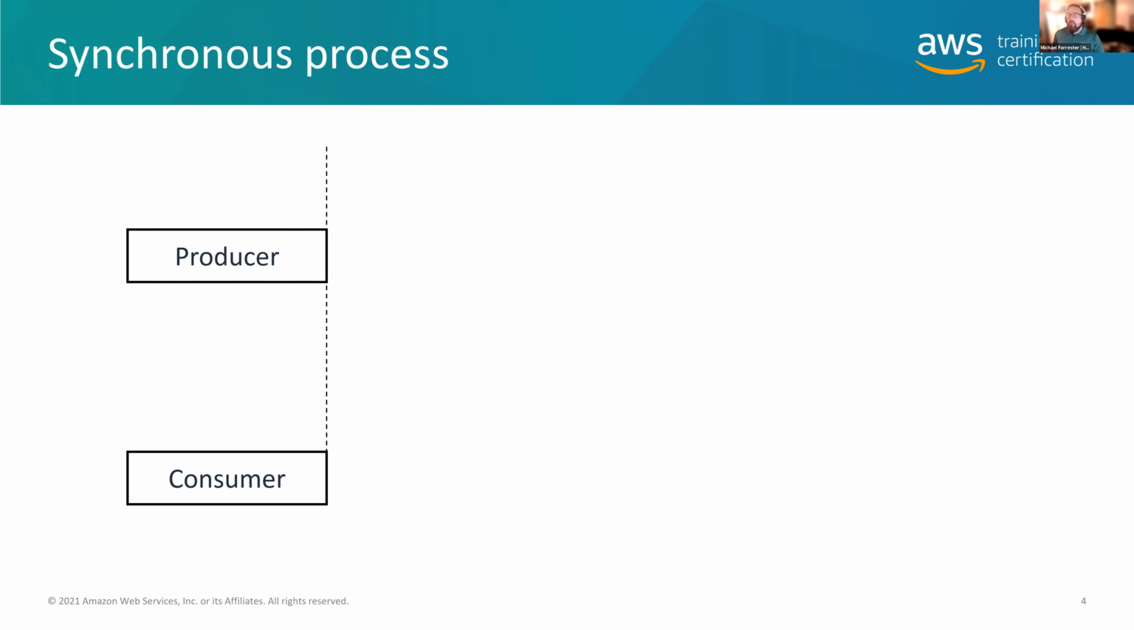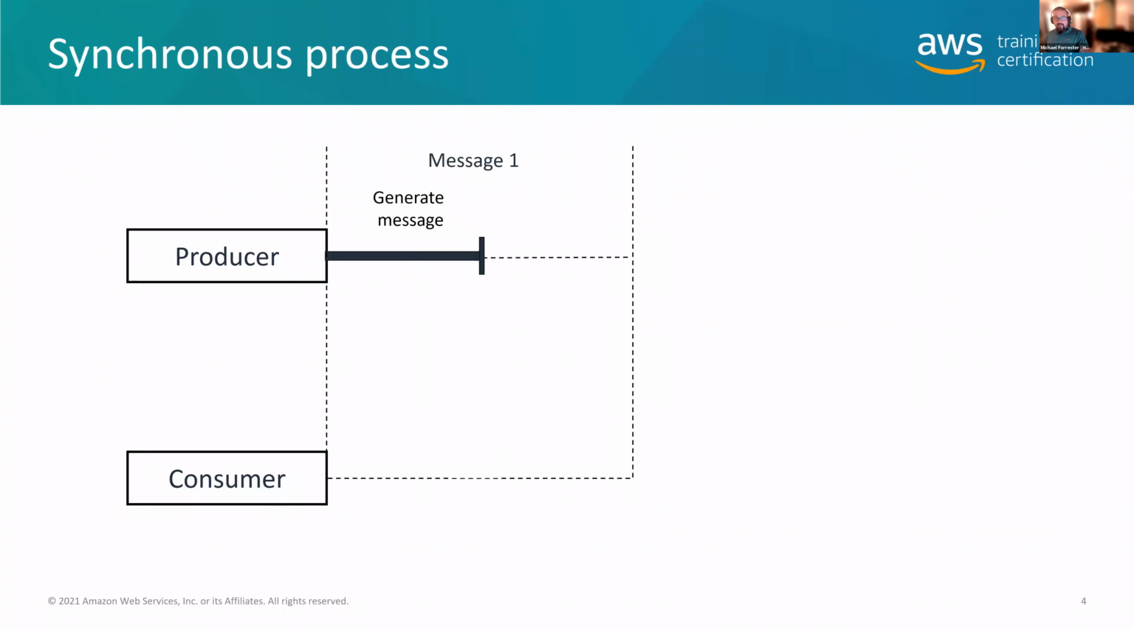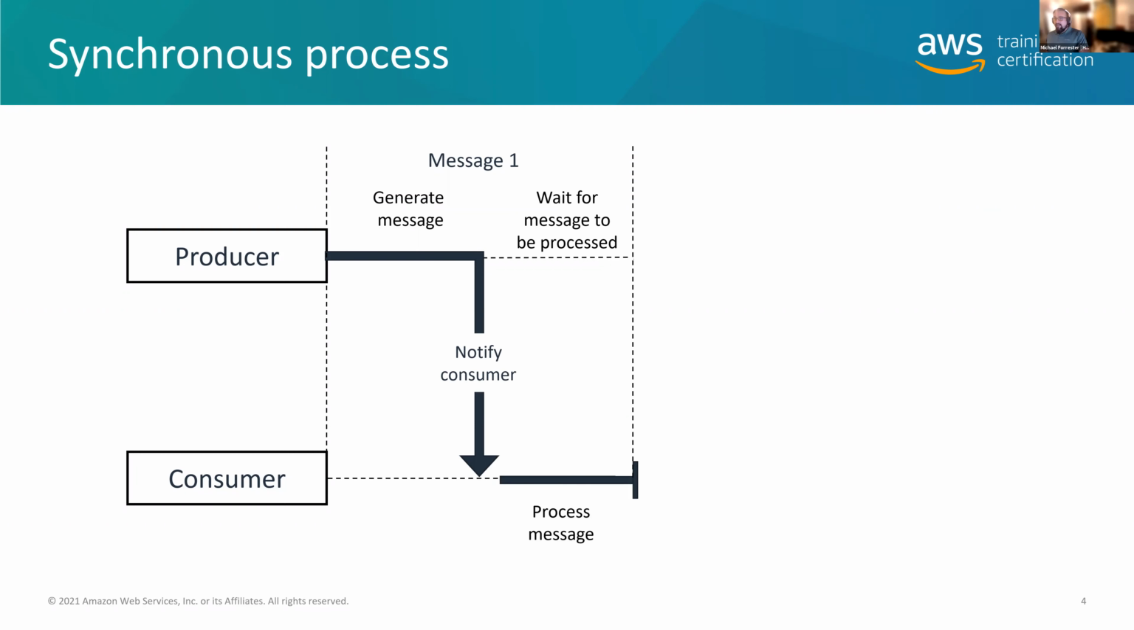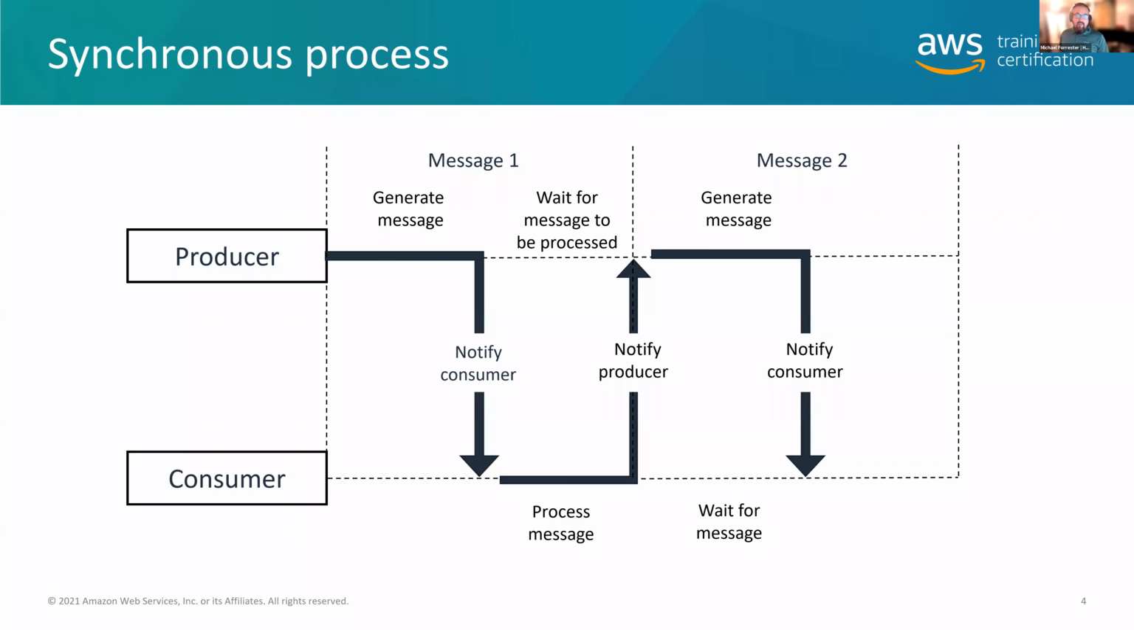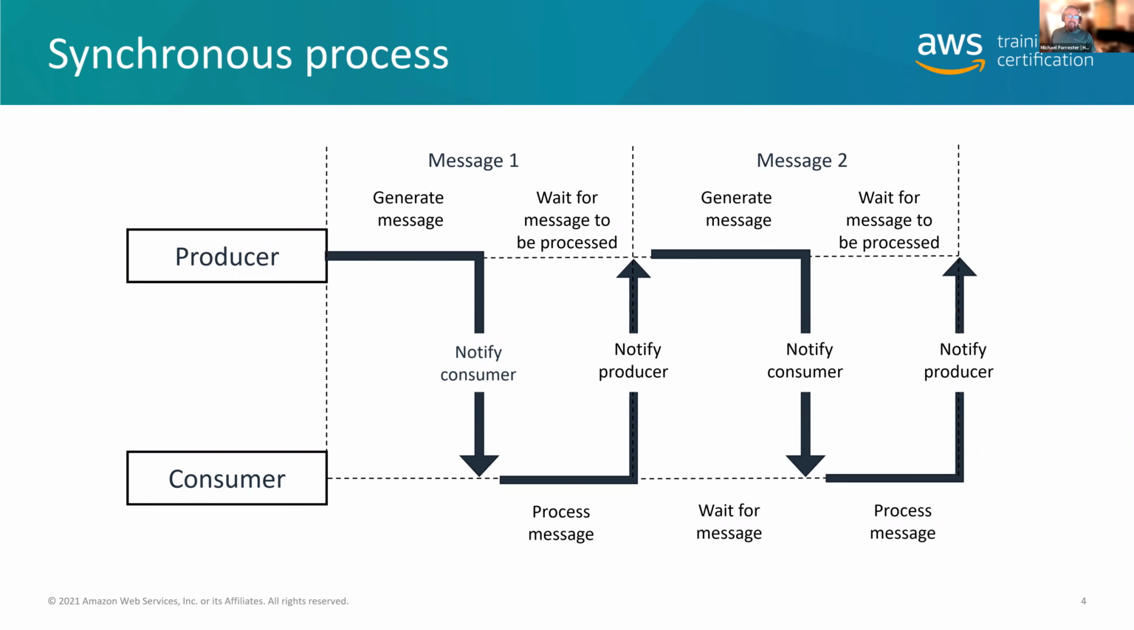consider a scenario where there's an application that's producing a message, right? The producer is the one producing the message, and it needs to notify the consumer that a message is available, and then it's waiting for the message to be processed. Then the consumer processes the message, and then it notifies the producer, hey, I ate the message, I processed it, right? And then a new message is generated. You notify the consumer, you process the message, and this whole thing happens.